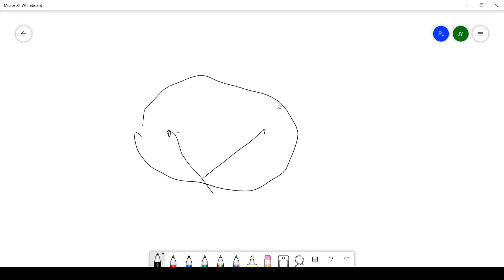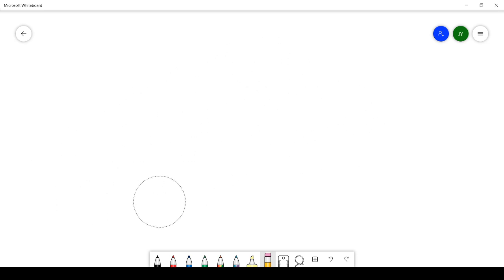Foci and other conic sections play a similar role. So today we're going to be going over what exactly the parabola is.